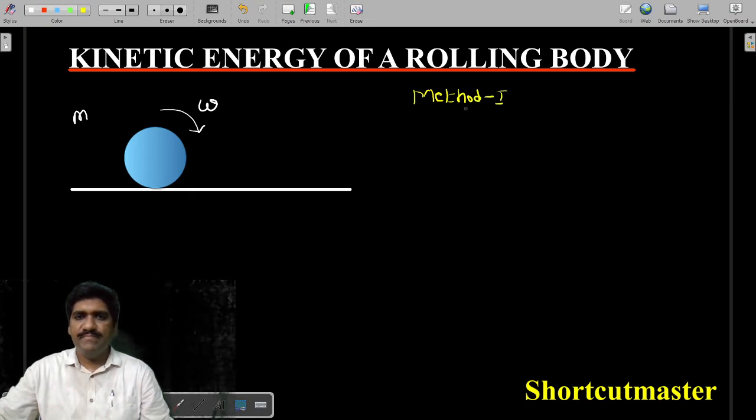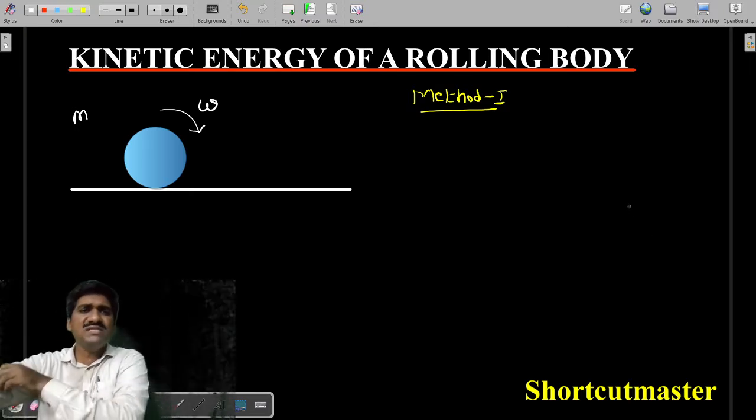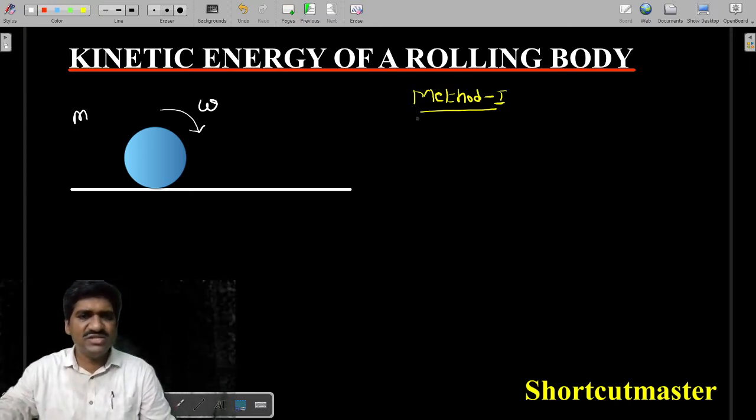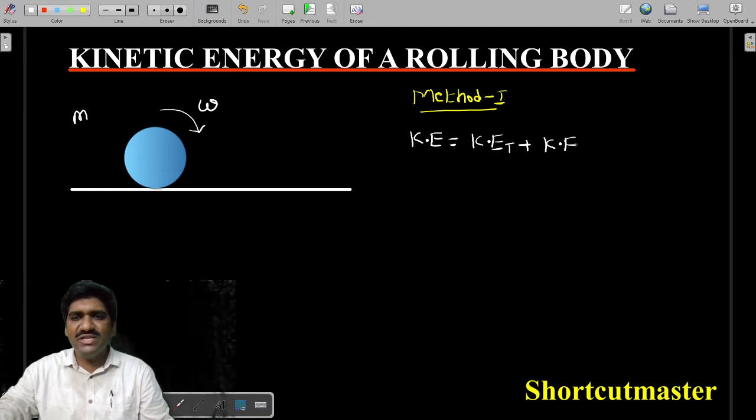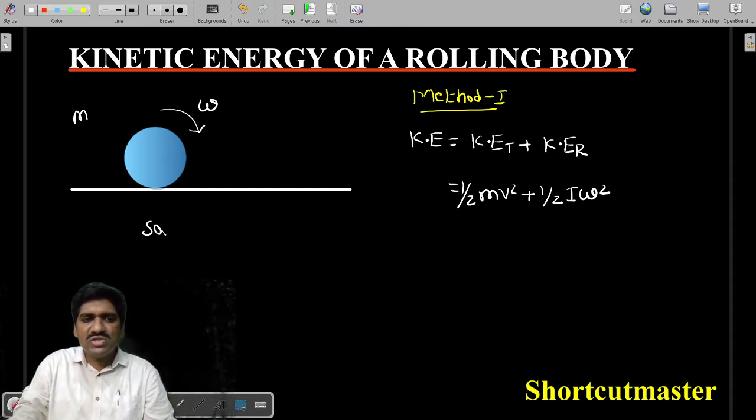Method number one. The body is rolling in the clockwise direction, and we have to calculate the kinetic energy. Can I say that the total kinetic energy will be equal to kinetic energy in translation plus kinetic energy in rotation? Translation kinetic energy is half m v square. Rotational kinetic energy is half I omega square. I am assuming this body to be a solid disk.